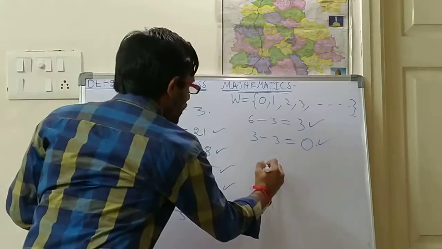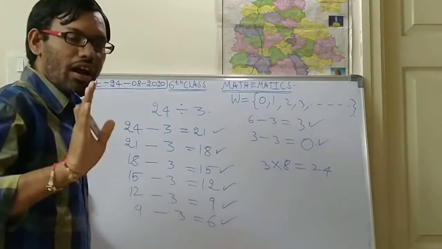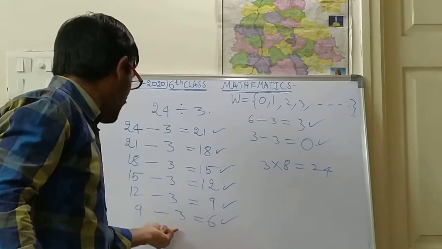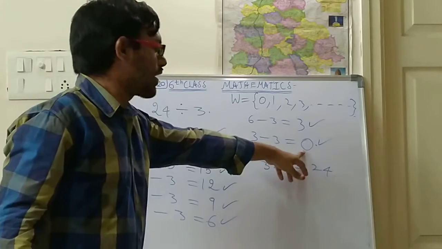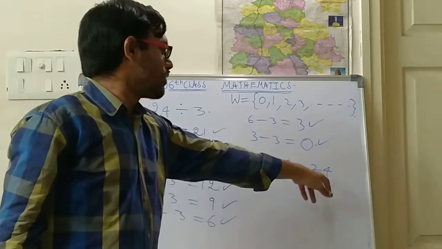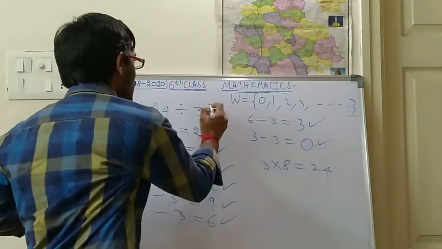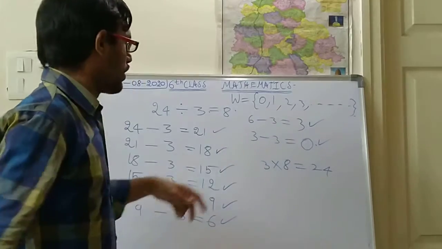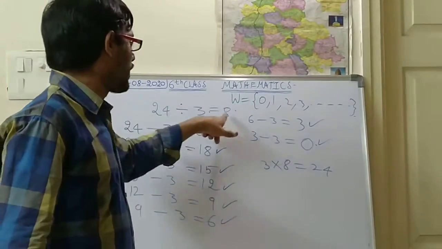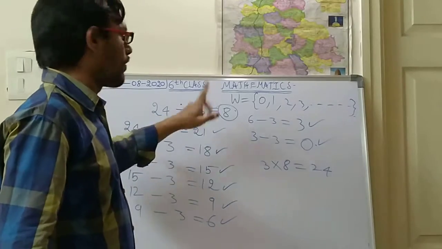That means 3 into 8 is equal to 24. I think you have understood this one. If you subtract 8 times repeatedly you will get 0, which means 8 times 3 gives 24. So what is the answer here? The answer is 8. How many times have you subtracted 3? You have subtracted 8 times. So 8 is the answer for 24 divided by 3.